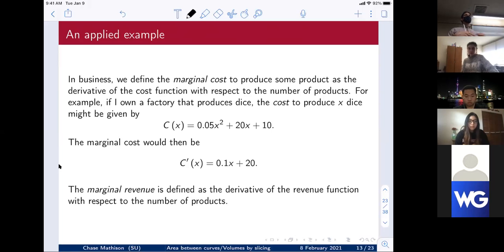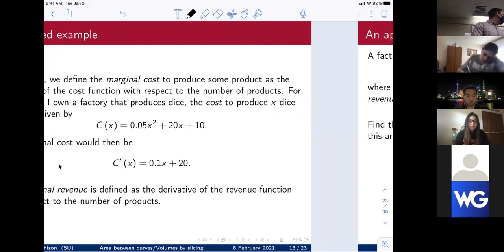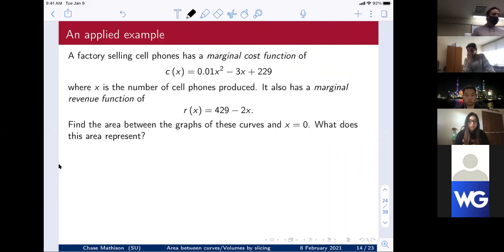Okay, profits, which is what all businesses want to maximize. The profit function is revenue minus cost. It's how much money you take in minus how much money you spent to make that money, right? So businesses want to optimize that. We're not going to optimize anything today. We're just going to look at, if I know the marginal cost, then how could I say what's going on with my business?